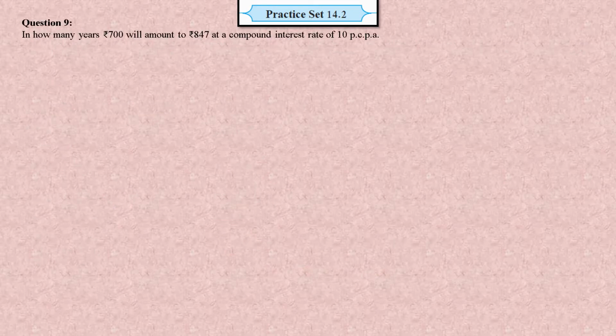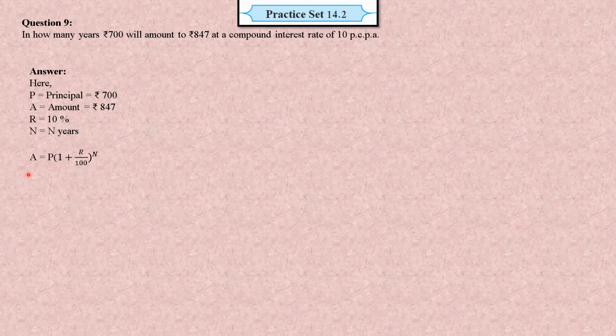Question number 9. In how many years will rupees 700 amount to rupees 847 at a compound interest rate of 10% per annum? Here, P, that is the principal, is rupees 700. A, that is the amount, is rupees 847, and R is 10%. We need to find the duration, that is N. Using the compound interest amount formula, we get A is equal to P into (1 plus R upon 100) raised to N. Now, substituting the values of A, P and R, keeping N as it is, as we need to find the value of N.